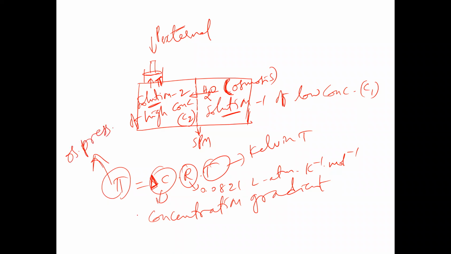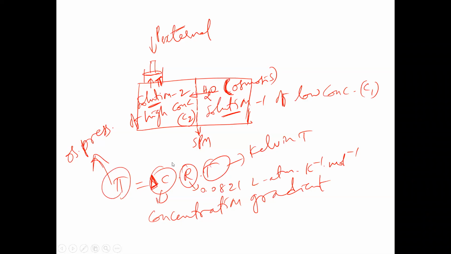Now the same formula we can take: pi equals CRT. C is the concentration of the solution. If you separate pure solvent and solution, the concentration of the solution is taken here. Pi is equal to CRT. This C is nothing but molarity.